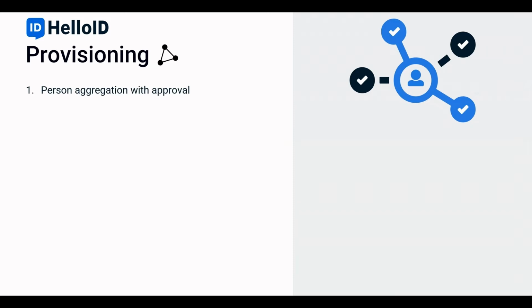With this new feature, HelloID will try to provide aggregation suggestions about newly imported persons with a possible match based on a customer-specific aggregation logic, which can be configured from the source system configuration. Let's see how this new feature works in detail.